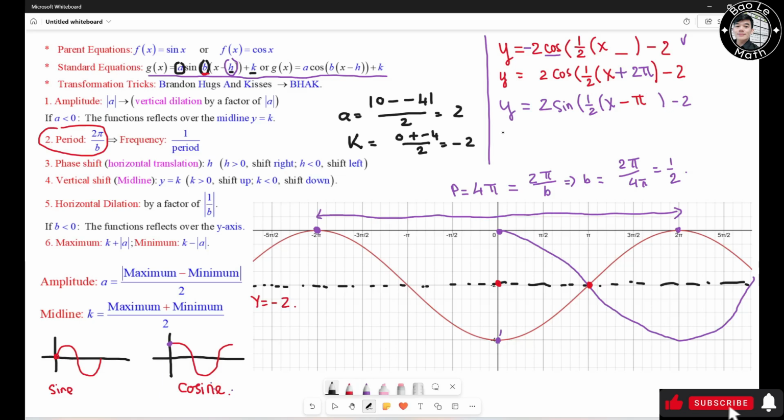There is another possibility. So y equals 2 sine of 1/2 times x, close parenthesis, minus 2. Then I need to fill in a blank right here. Now, what if I start from here? If I start from here, you see that originally it's going to be right here.